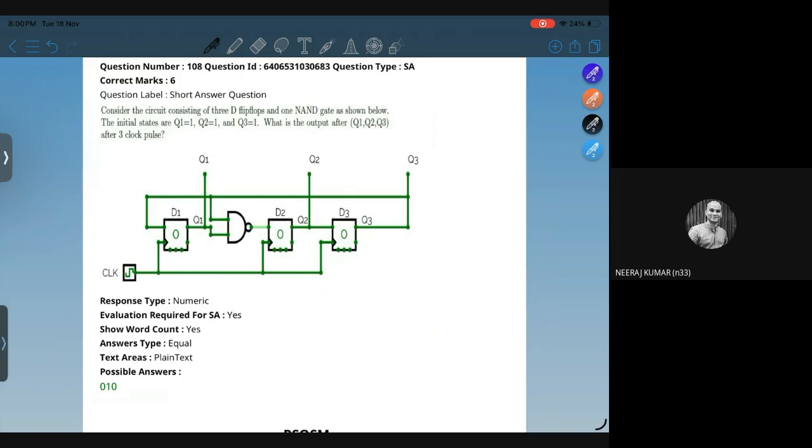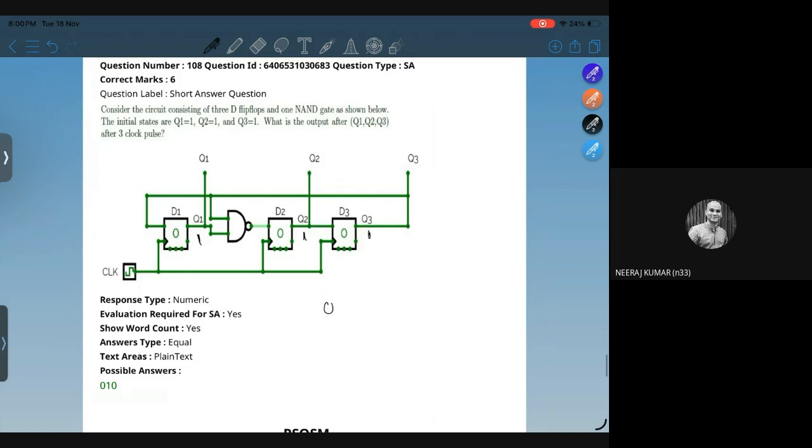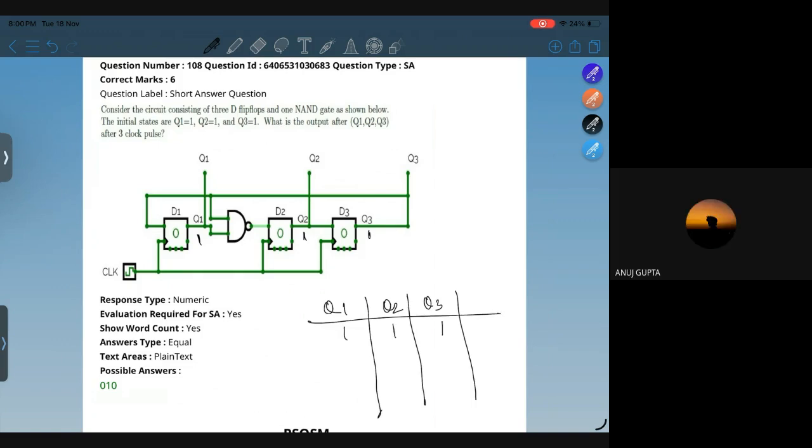Q1, Q2, Q3, and this is a D flip flop. A D flip flop is very straightforward. Whatever is the input, that is the output. You can create columns Q1, Q2, Q3. The initial value is 1, 1, 1. Okay, so for the next value, the D1 is the value of Q3.